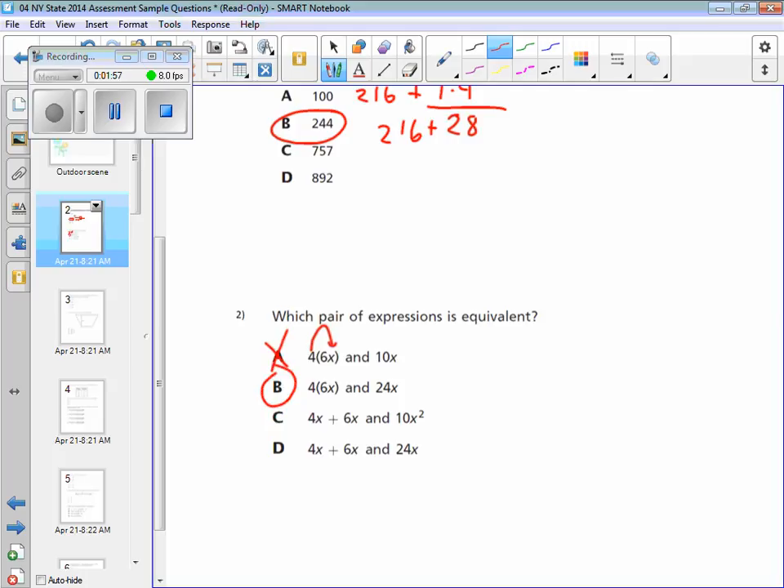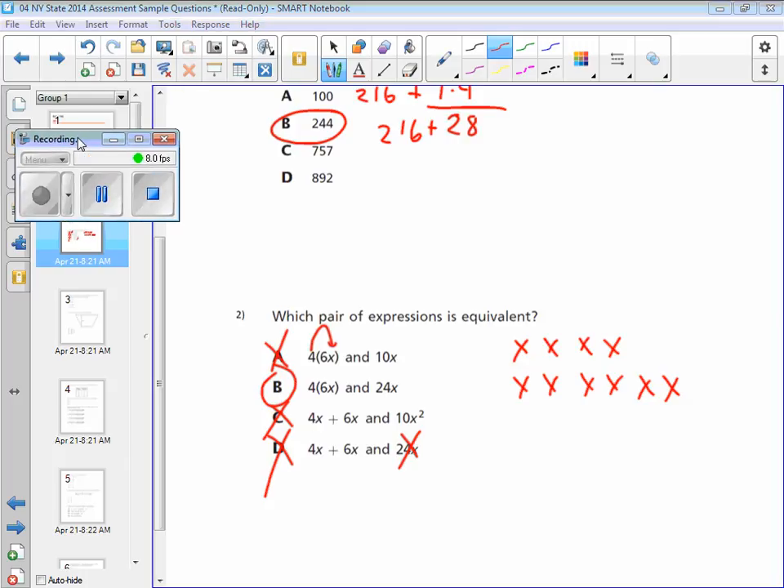I do want to show you why C and D won't work, though. C is 4x plus 6x. Well, if you look at the model, here's 4x's, and I'm going to add 6 more. If you add up all your x's, you wind up with 10 total x's, or 10x. Not 10x squared, but 10x. Therefore, it can't be C. And using the same model, 4x plus 6x is 10x, it's not 24x. So it can't be D. Only choice is choice B.